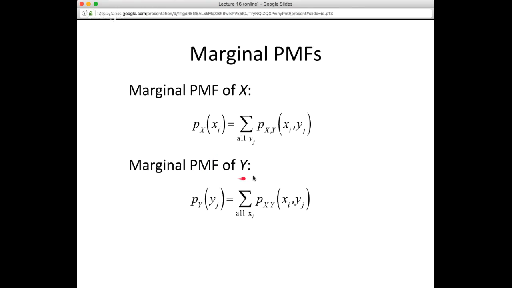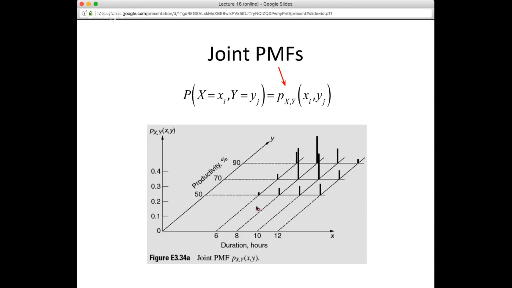Likewise, we could ask for a marginal PMF of the random variable y, which is going to be denoted here as the PMF for the random variable y evaluated at a particular yj. And it's going to be calculated by just summing up the joint PMF for random variables x and y across all xi values.